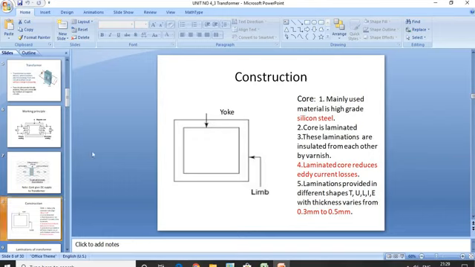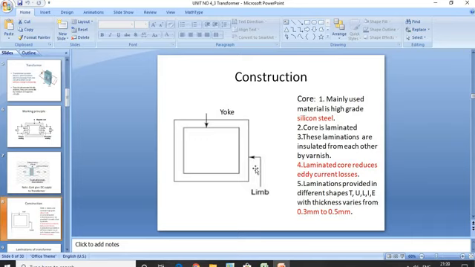Now core has two parts. Horizontal part is known as yoke and vertical part is known as limb. The function of the yoke is that it gives a low reluctance magnetic path to the flux, and the limb carries the windings which carry current.